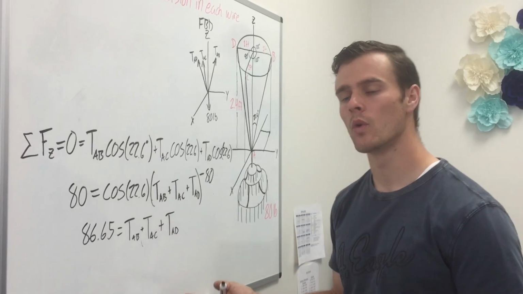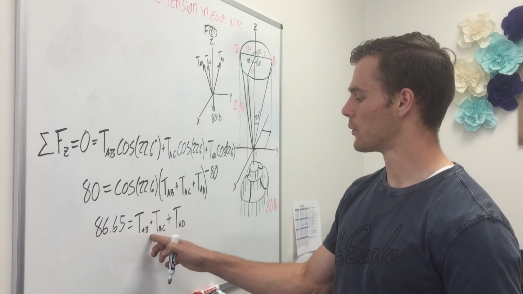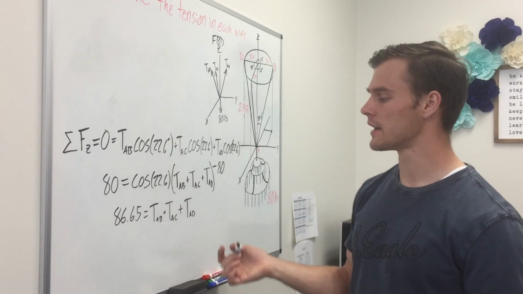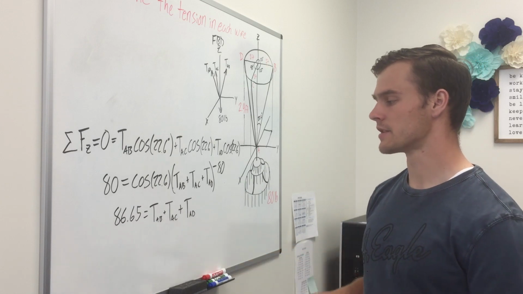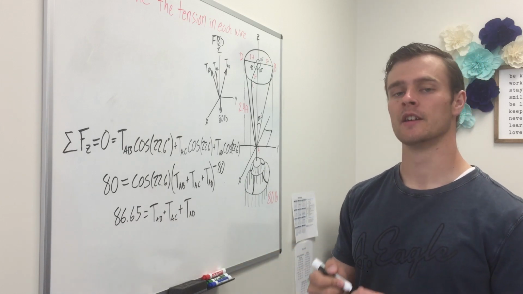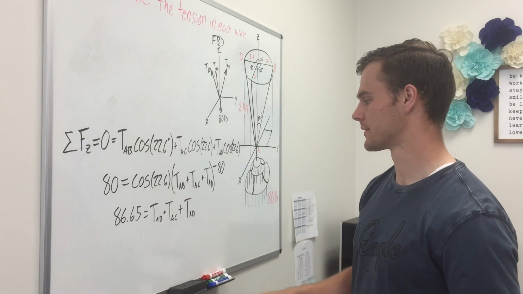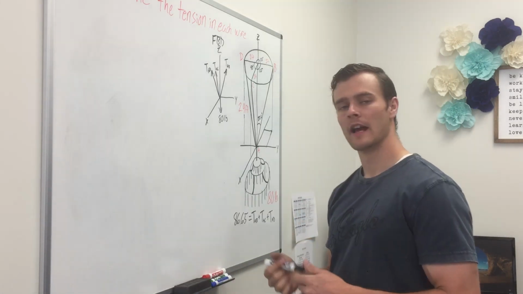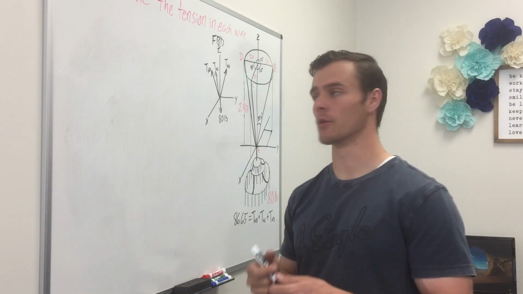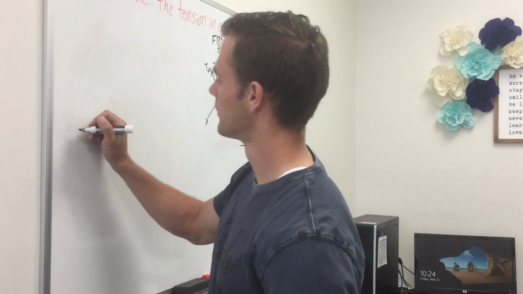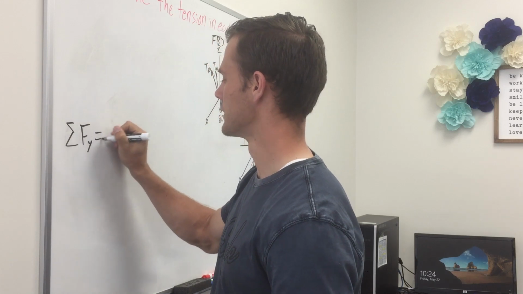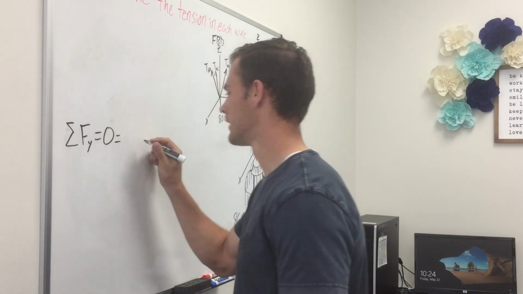Alright guys, so there we have one equilibrium equation, and we have 3 unknowns in that equation. So we know that we're going to need 2 more equations to be able to solve this system of equations to find these unknown forces. So we're going to set this equation aside right here, and now we're going to do the sum of the forces in the y direction. So the sum of the forces in the y direction equals 0 because it's not moving.